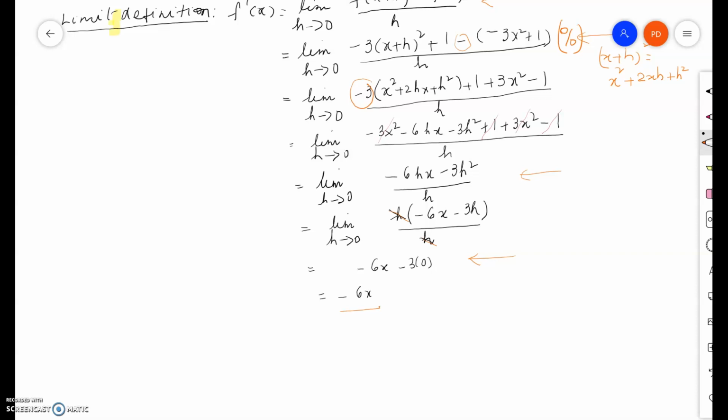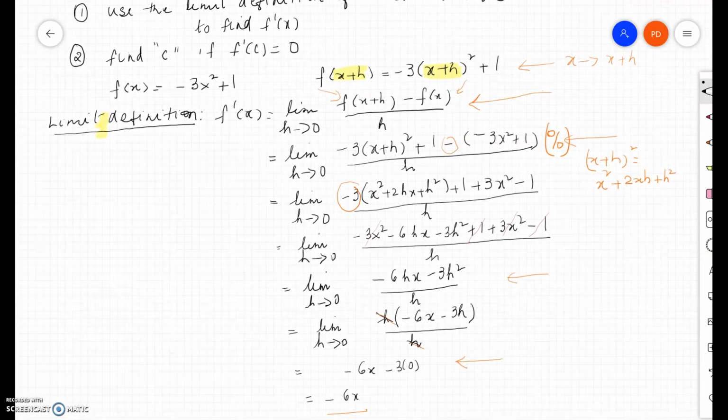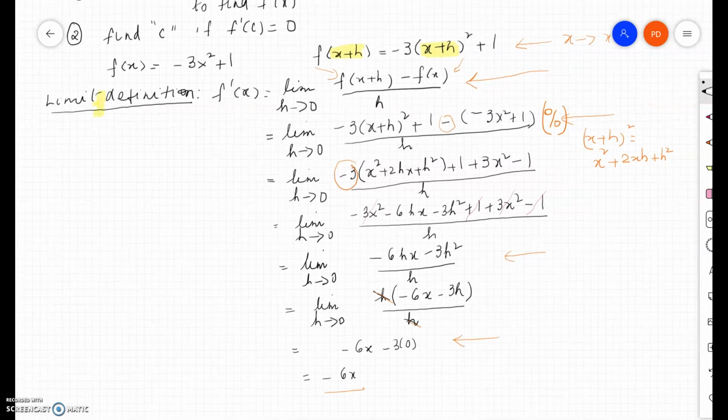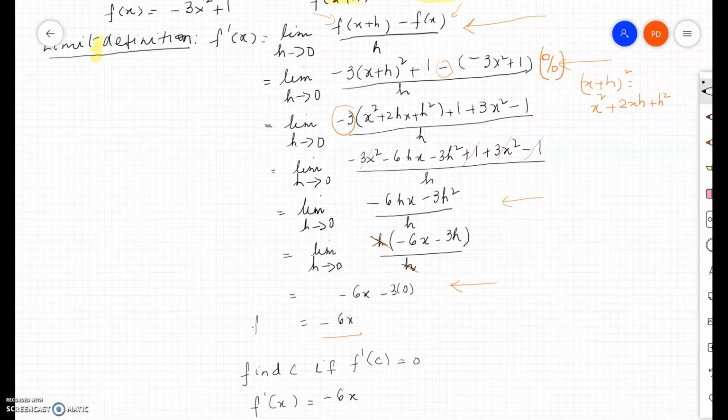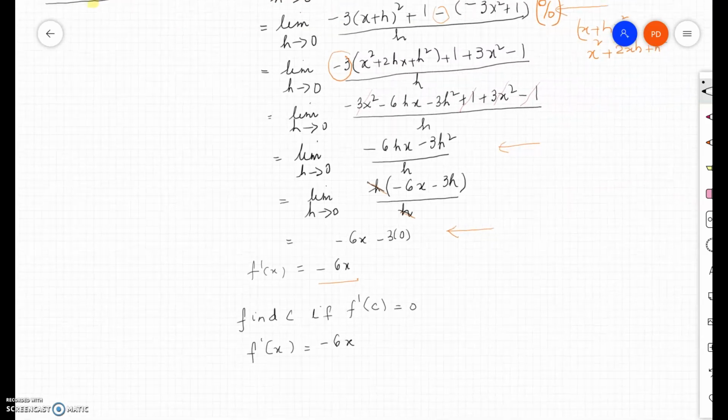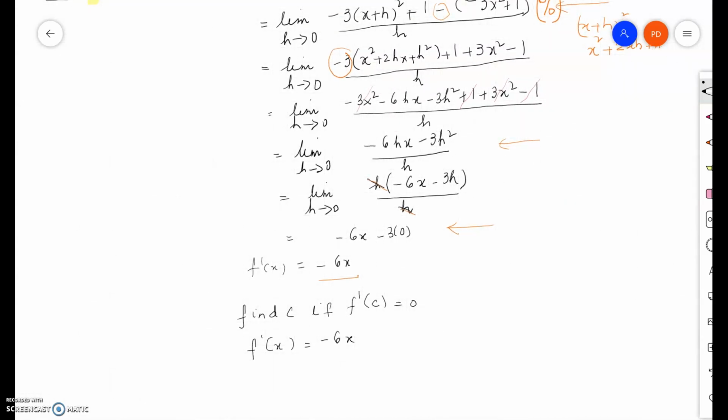This is just a polynomial function. We've done many problems of this sort. But the next step, let's pay attention here. It says find c if f prime of c equals 0. Now f prime of x is equal to negative 6x. So we used the limit definition to find the derivative of the function negative 3x squared plus 1, and it is equal to negative 6x.